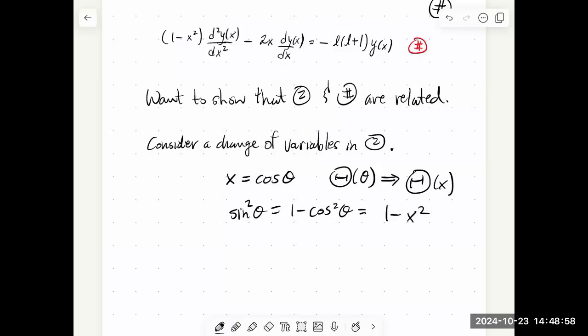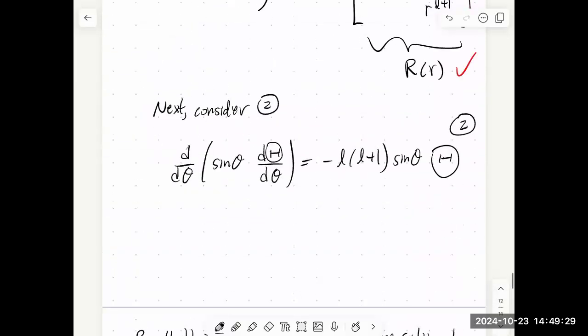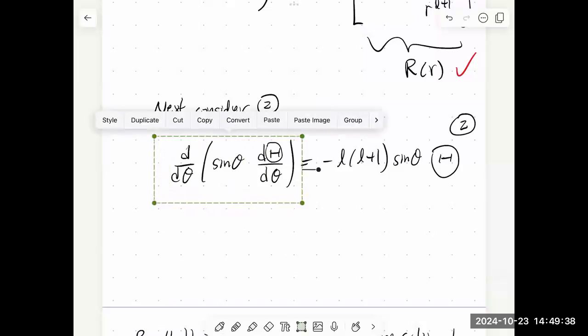Okay, so let's see how this works. If I make a change of variables like that, derivatives with respect to theta become, by the chain rule, derivatives with respect to x with a correction factor here, dx d theta. But if x is cos theta, then d by d theta is minus sine theta d by dx. Okay, so with all that in place, what we're going to do is we're going to work on this thing. So let's get a copy of that.